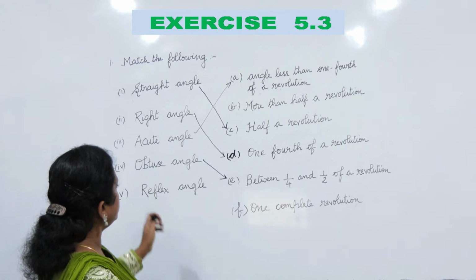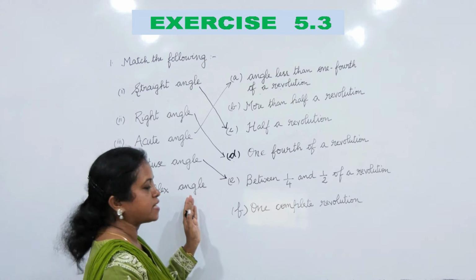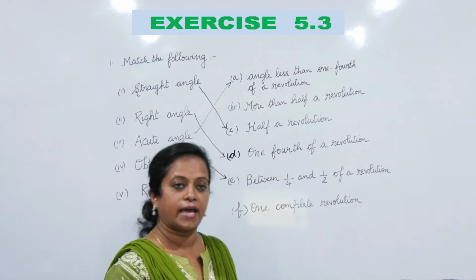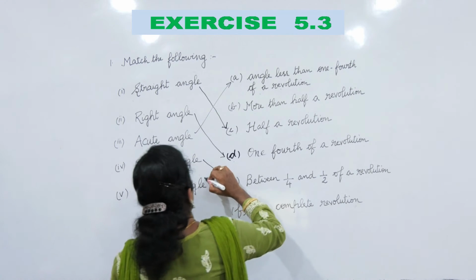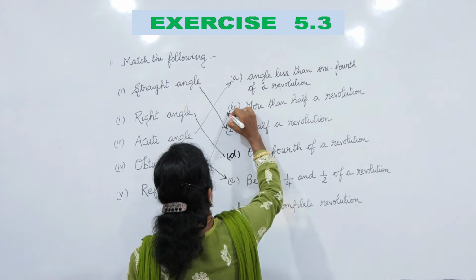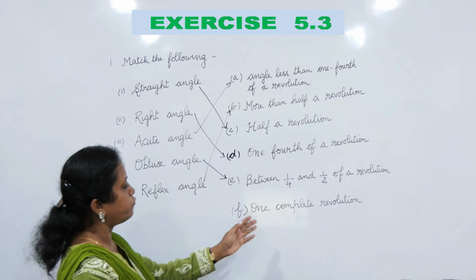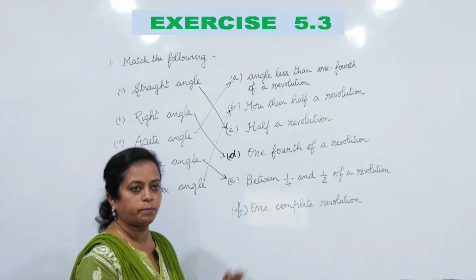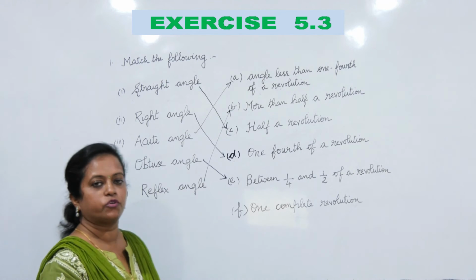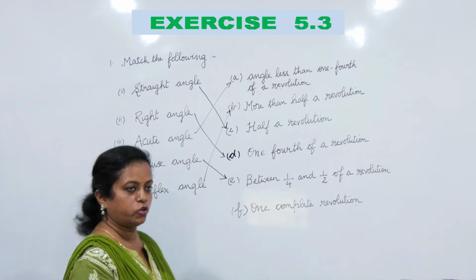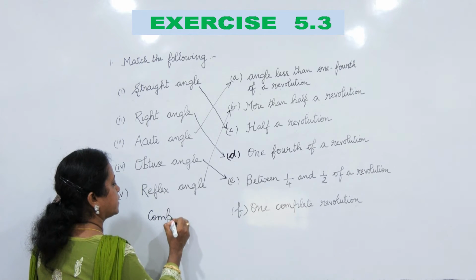Now the fifth option is reflex angle, and the option for that will be: a reflex angle is formed when the hands of a clock move more than half of a revolution. So for the fifth one the answer will be B, more than half a revolution. Now you will see one of the options here is left, that is one complete revolution, for which no option is given on the left hand side. But if you remember, one complete revolution refers to nothing but a complete angle.